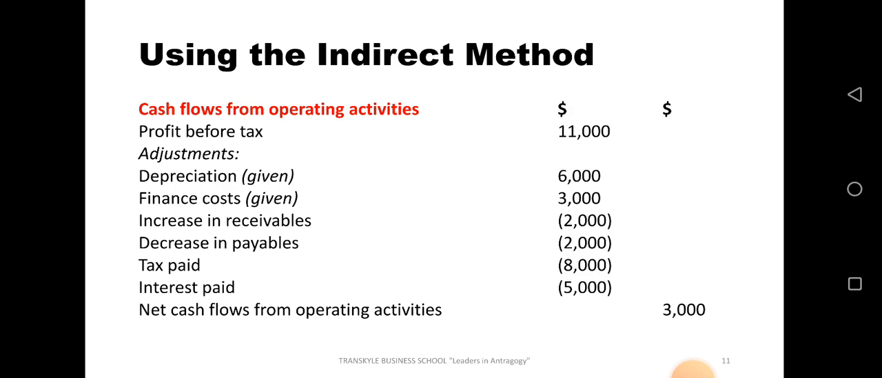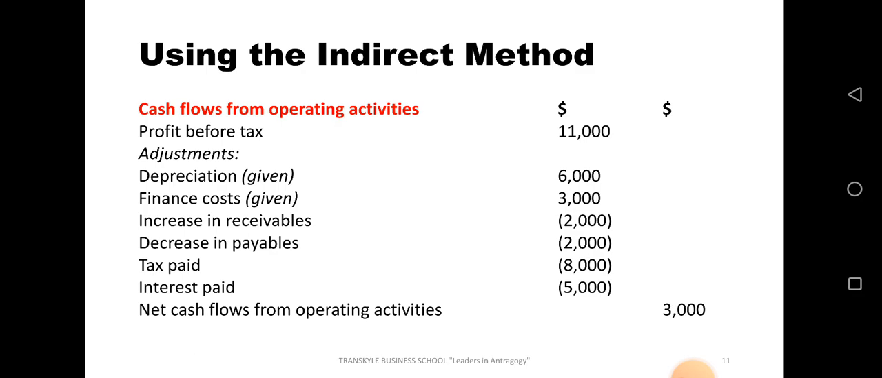Tax paid, we compute this one using the same principles. Okay, that is the opening tax payable, add the tax expense for the year, and then less the closing tax payable, and we arrive at the actual tax paid. For the interest paid, we do the same. The interest payable opening balance plus the interest expense in the statement of profit or loss and other comprehensive income, that is the income statement, and then the closing interest payable, we arrive at the interest which was actually paid. And then we sum all these figures up, we get the net cash flows from operating activities.